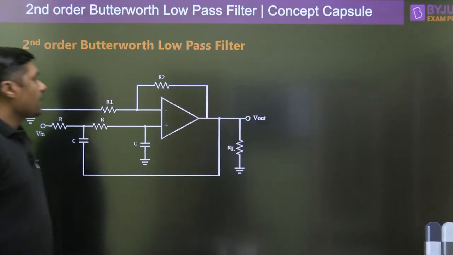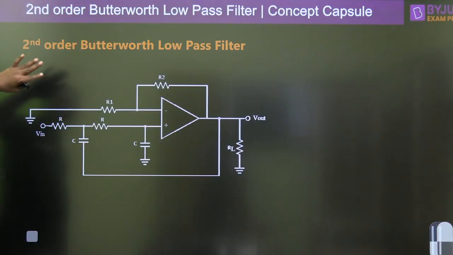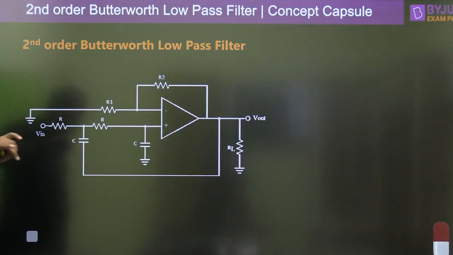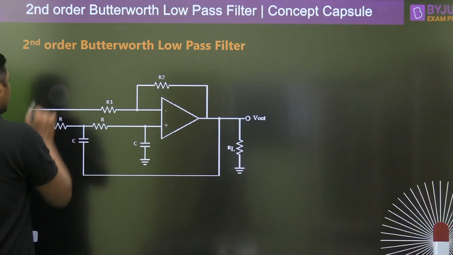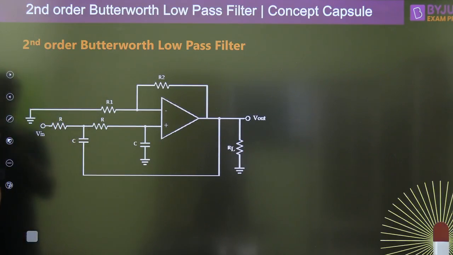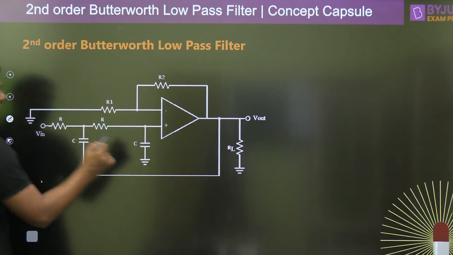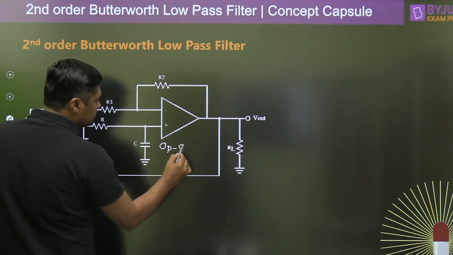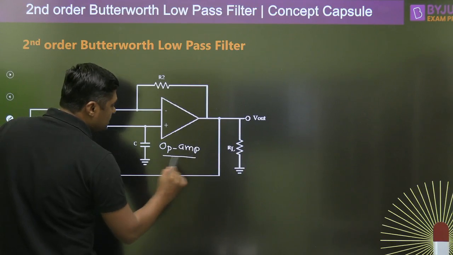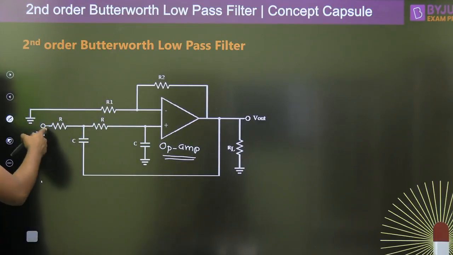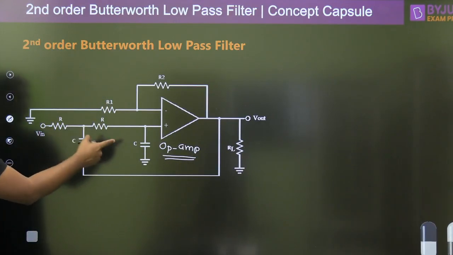Now, what is this? This is the second order Butterworth low pass filter. My dear students, in this diagram, we are using an operational amplifier here. Watch this diagram carefully. This is nothing but an operational amplifier. I think you are familiar with this. Okay, that is the resistor, capacitor.